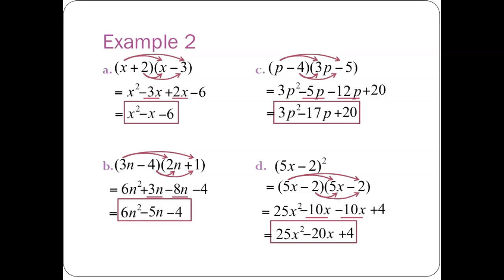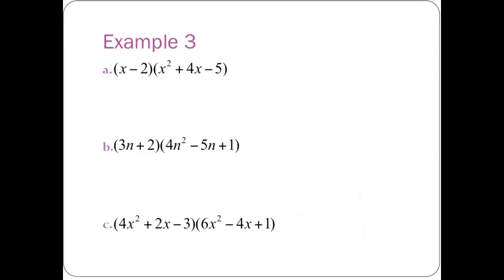Okay, we have a couple more examples. So we have x minus 2 times x squared plus 4x minus 5. Now, we just have more distribution to do here, so you just want to make sure you keep track as you go ahead and draw out those arrows and do the multiplication at the same time. So we have x times x squared, that's equal to x cubed. X times 4x, that's 4x squared. x times negative 5, that's minus 5x.